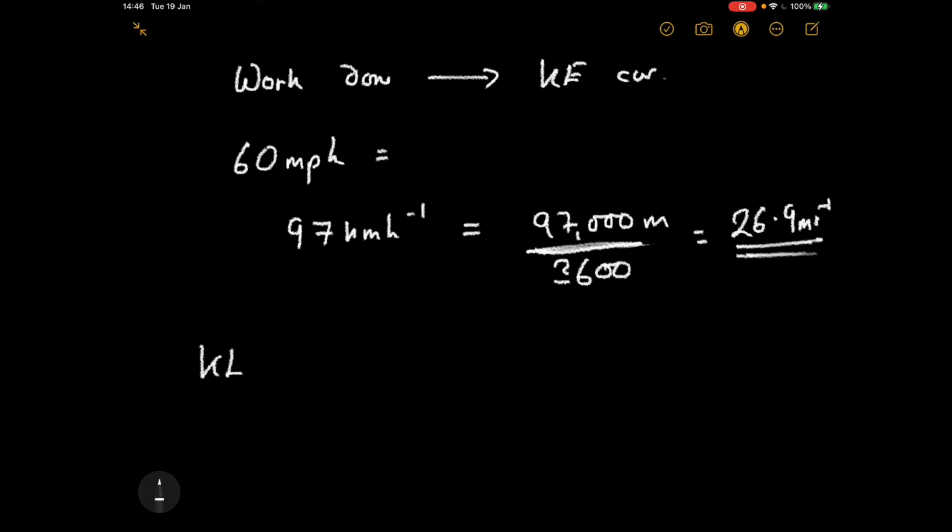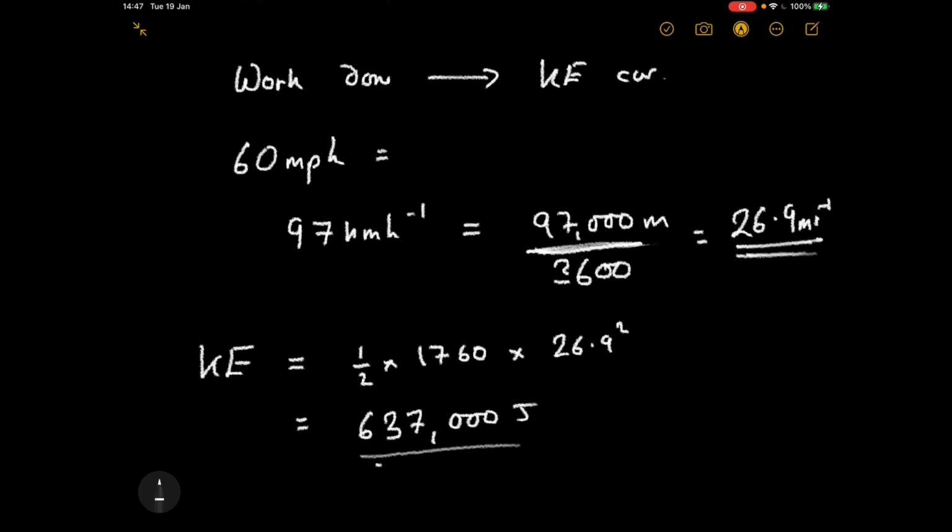So the kinetic energy when it's traveling at 60 miles an hour is going to be a half times the mass, which is 1,760, times 26.9 squared. So 0.5 times 1760 times 26.9 times 26.9. And I get from that, basically, 637,000 joules.